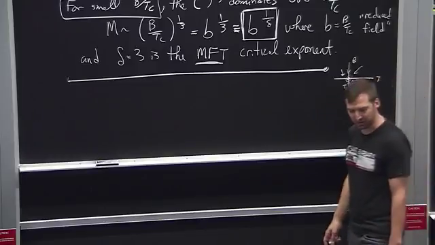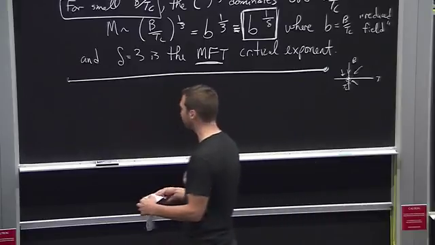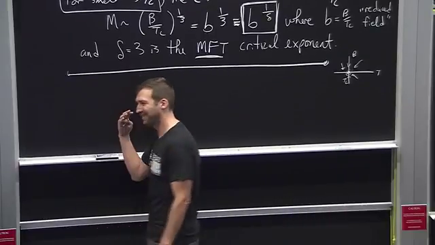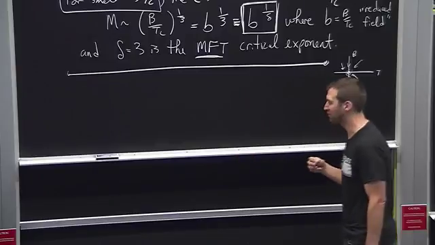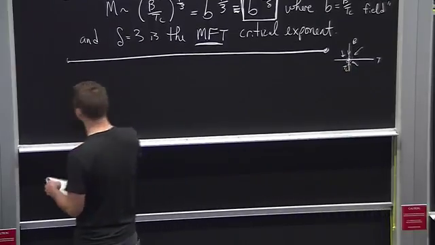The specific heat is the last one I want to do. This is the one that we'll actually encounter most in experiment, but it's also the one that's kind of most nonsensical in mean field theory.